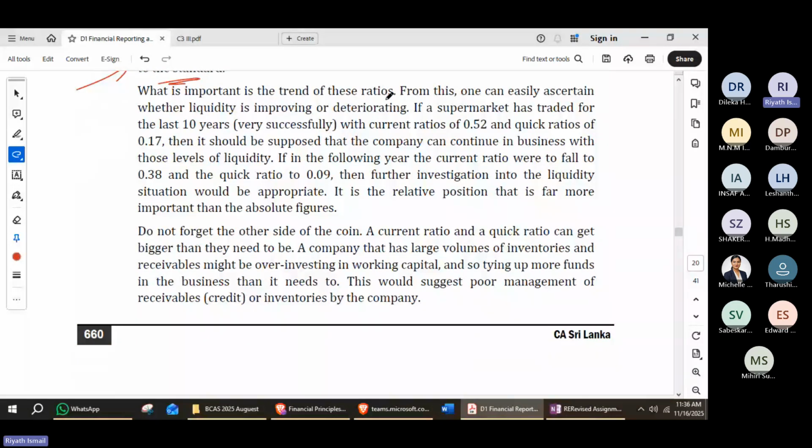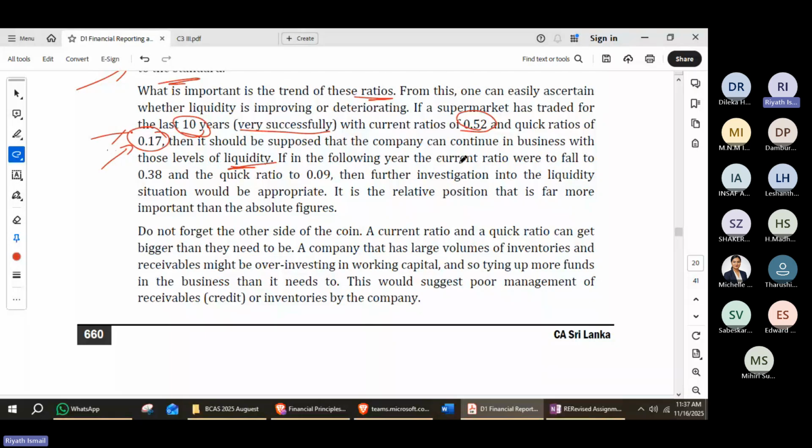So what is important is the trend of these ratios. From this, one can easily ascertain whether the liquidity is improving or deteriorating, right? If a supermarket has traded for the last 10 years and is very successful with a current ratio of 0.52 and quick ratio of 0.17, then it should be supposed that the company can continue business with that level of liquidity. It's not ideal, but it has a long, successful history, so they can manage.